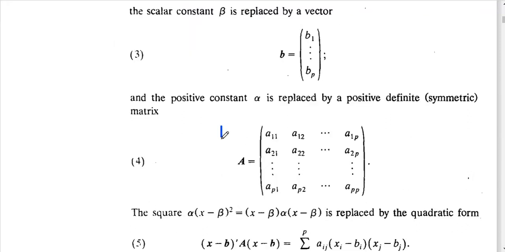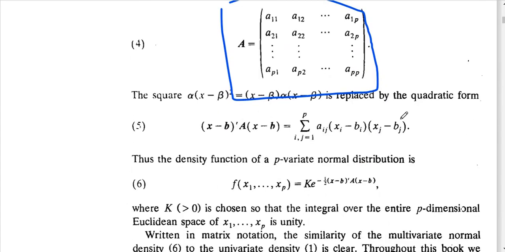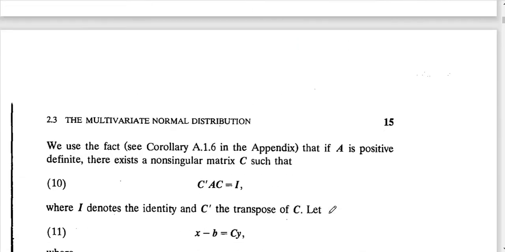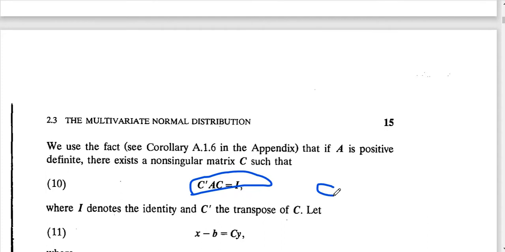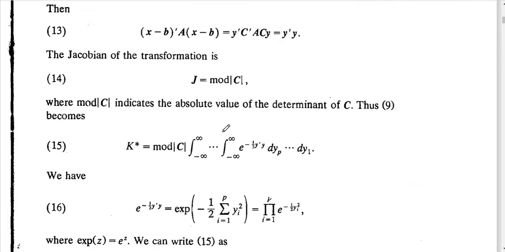Here this is a symmetric matrix. Positive definite means the eigenvalues will be positive. You know all these properties. This property is important: when you take any non-singular matrix C, then C dash A C, when you multiply and divide, it will be equal to the identity. Here you know all these things.